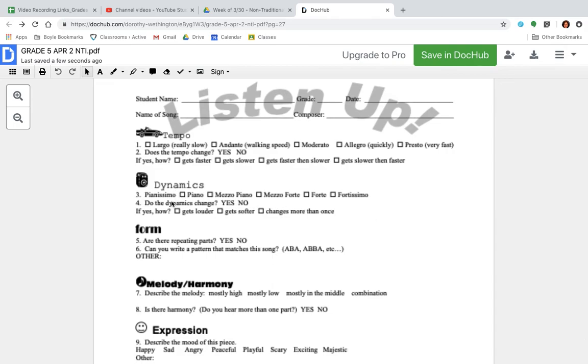Dynamics. Pianissimo, piano, mezzo piano, mezzo forte, forte, or fortissimo. Number 4, do the dynamics change? Yes or no? If yes, how? It gets louder, gets softer, or changes more than once. The form. Are there repeating parts? Yes or no? Number 6, can you write a pattern that matches this song? ABA, ABBA, etc. or other.